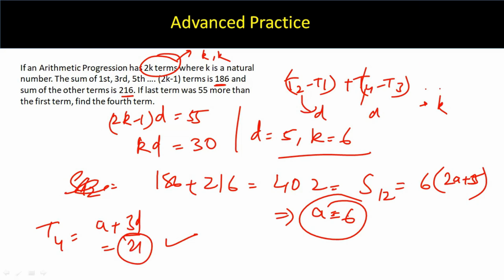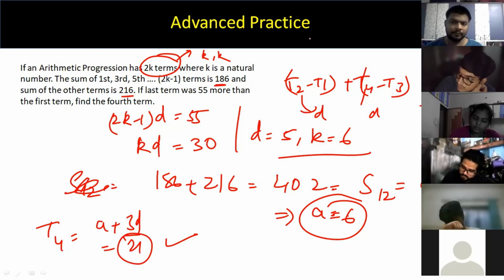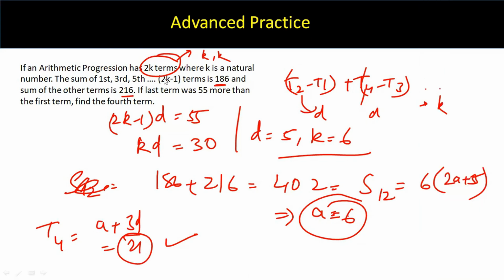Good. Clear, everyone? Very straightforward problem. All you had to visualize was that the sum of odd plus sum of even is equal to the sum of all the terms, and the sum of even minus sum of odd will be k into d. These were the two important steps. Shall we move on?